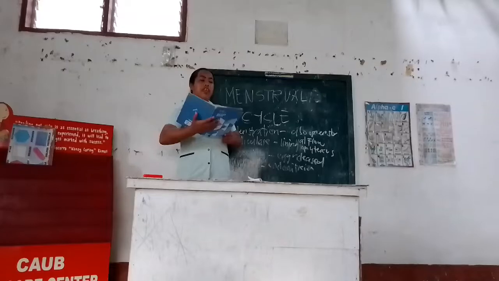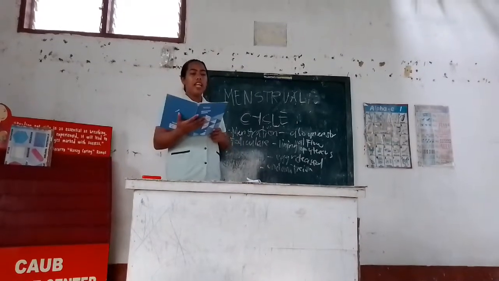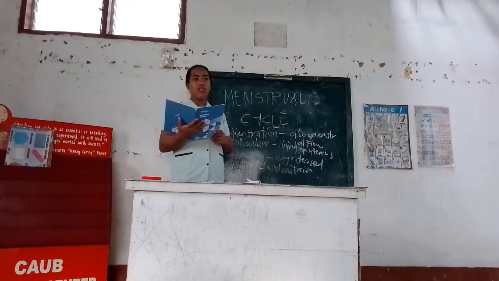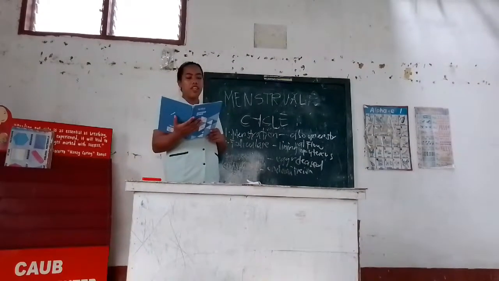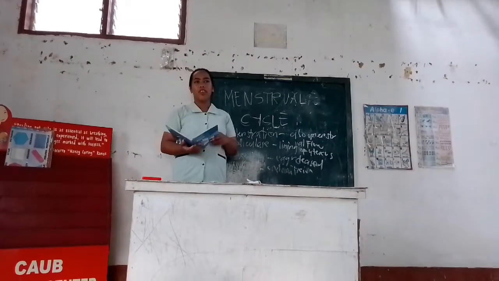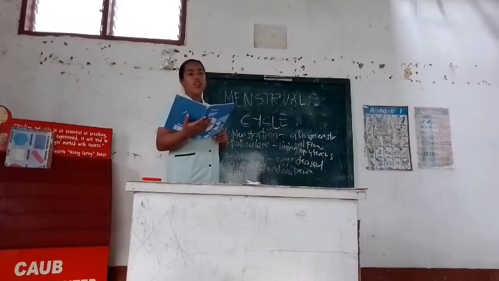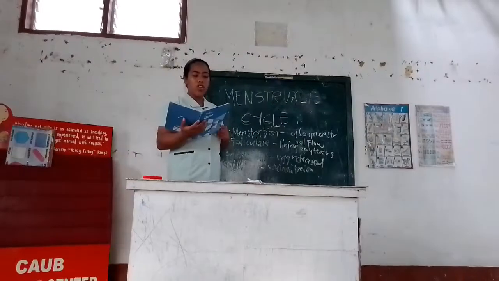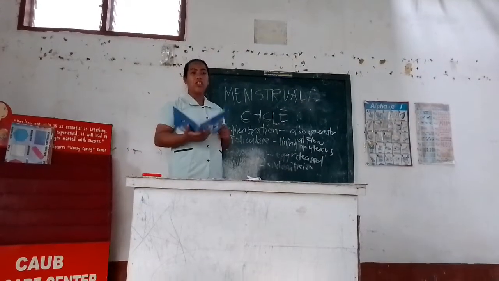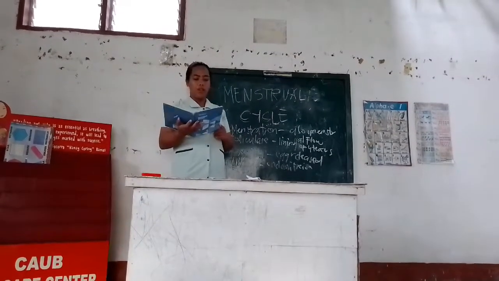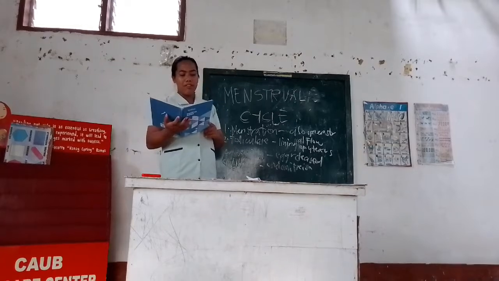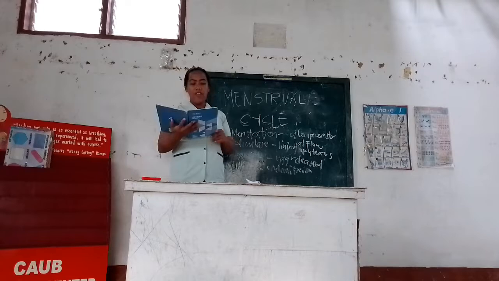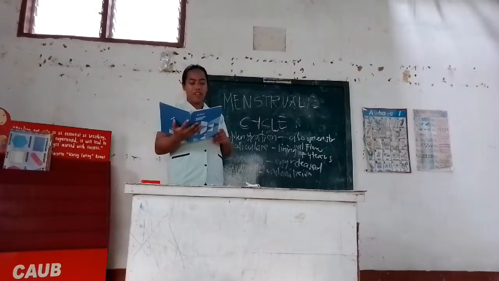Okay. Number 1. The lining of the uterus called the endometrium becomes thicker in preparation for implantation of the fertilized egg. Number 2. The mature egg is released. Number 3. This occurs when fertilization does not occur. Number 4. The lining of the uterus becomes thin after menstruation. Number 5. This is the menstruation phase.